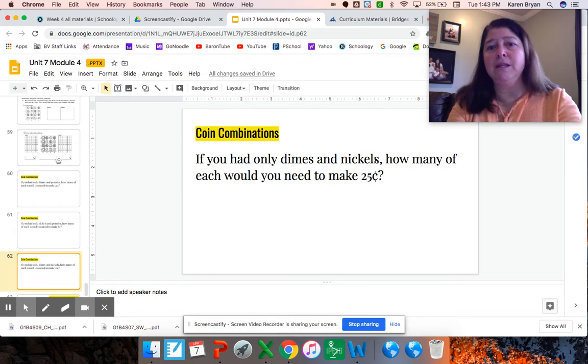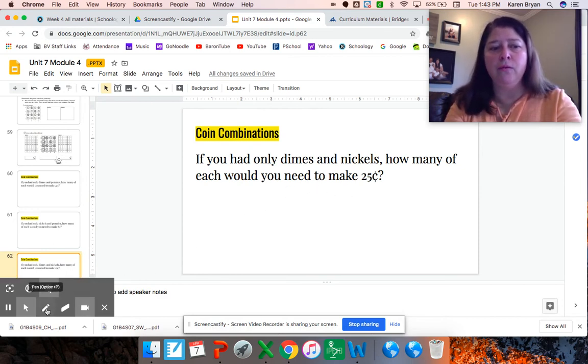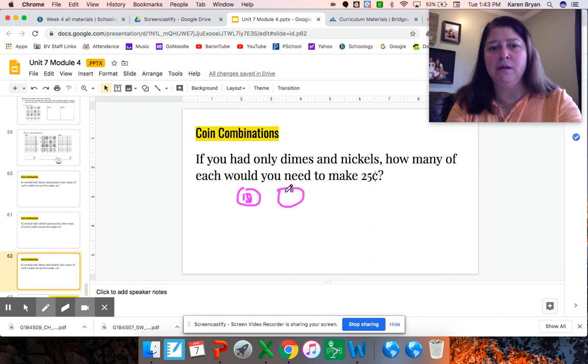If you only had dimes and nickels, how many of each would you need to make 25 cents? And if it tells you you have some dimes and nickels, you would want to make it with both dimes and nickels. So I think one way that we would be able to do that would be 2 dimes. Oops, that's a 10. So that's one of my dimes. 2 dimes. And 1 nickel. That's probably the most common way we would make it.